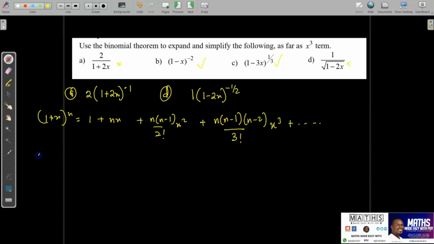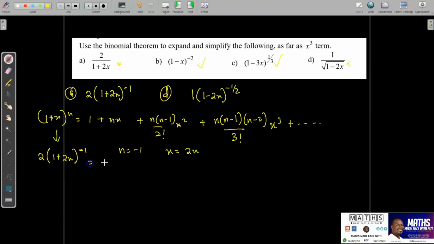So having our question as 2 multiplying 1 plus 2x raised to the power minus 1, the 2 is not part of this. So what is going to be our n value? N value is -1. What is our x value? 2x. So x value is 2x.